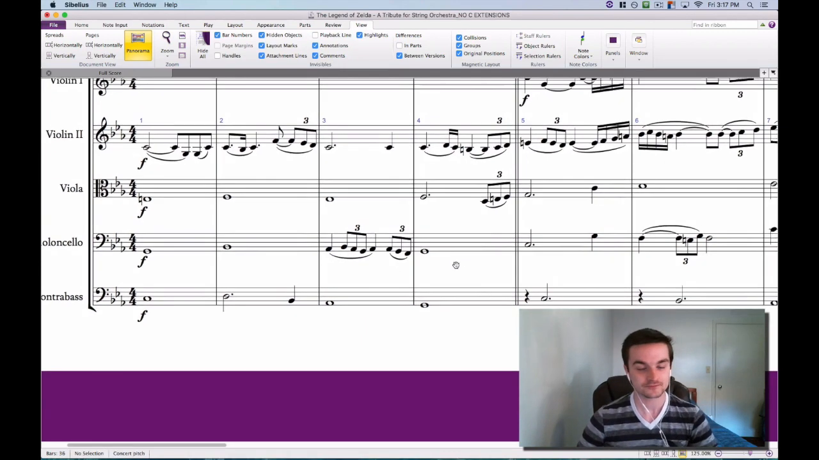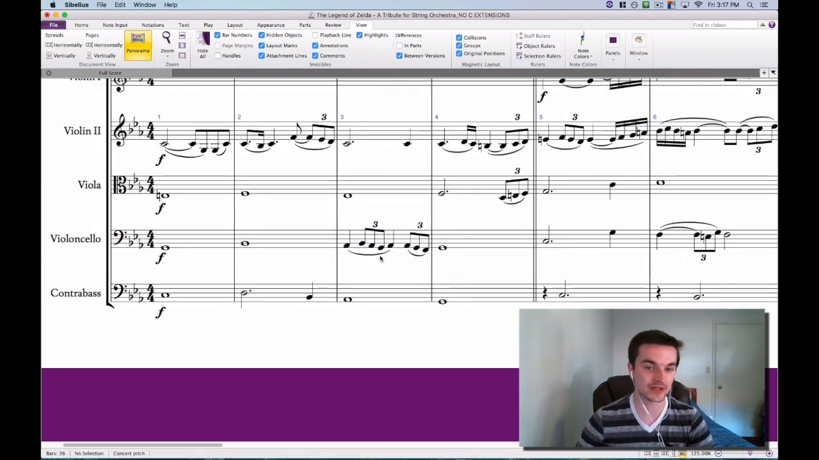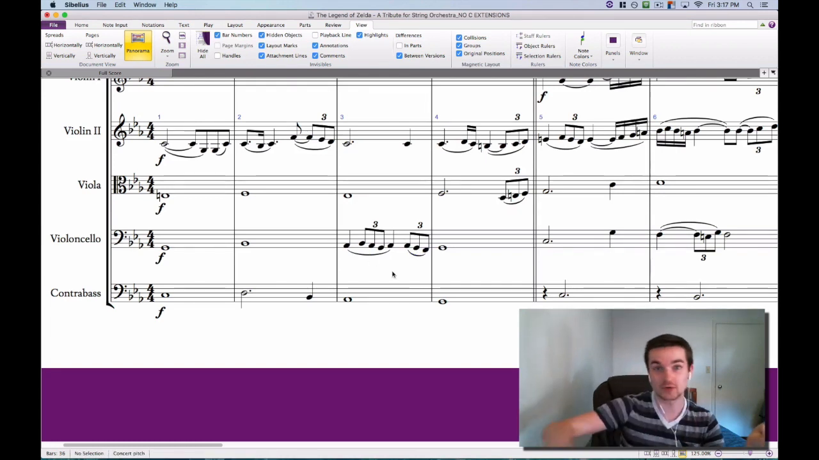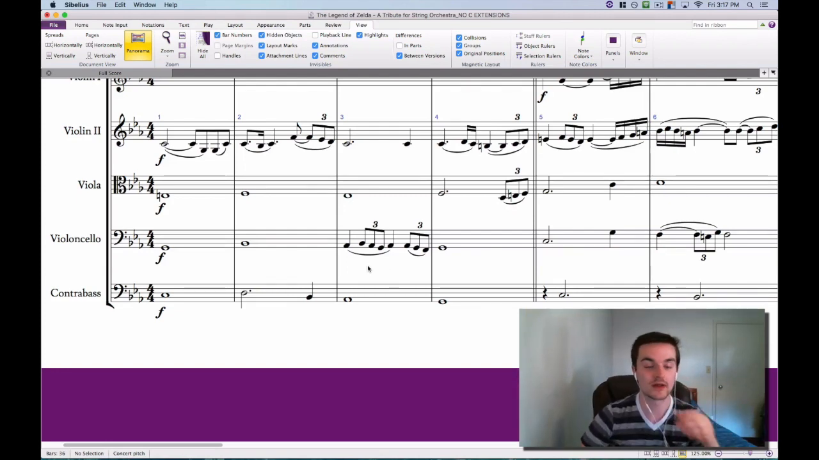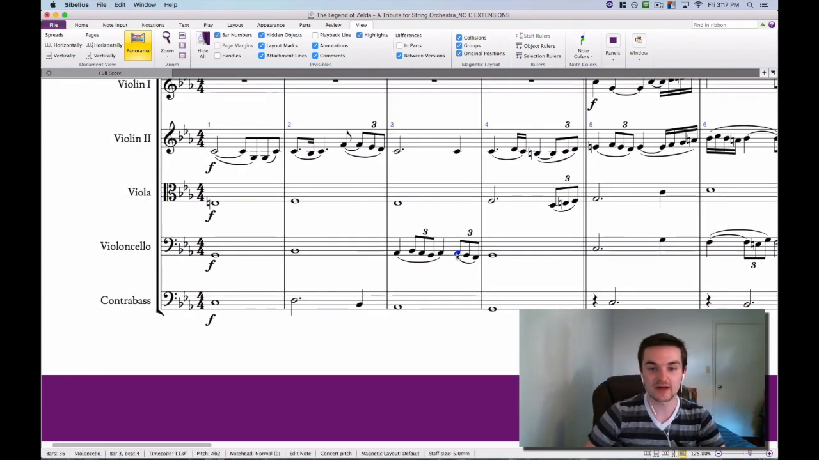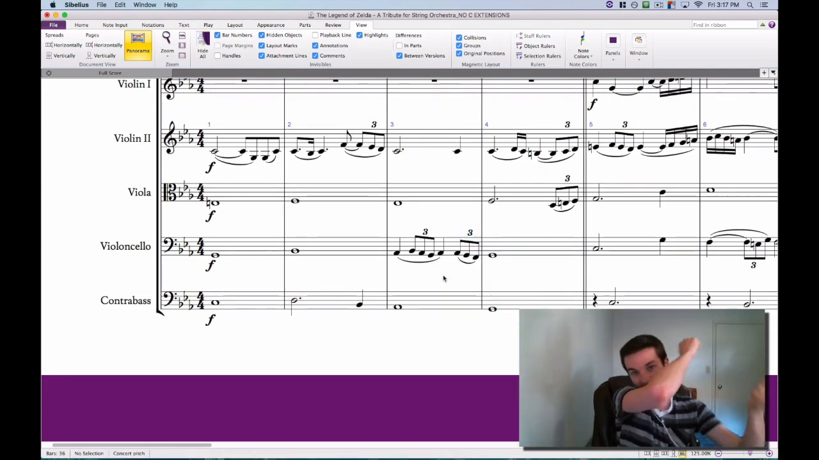Right? And you'll notice, too, with things like bowing, this is kind of a side note, but I didn't bow. I made sure that there were two bow strokes or two slurs in the measure, in order to be able to have this note rearticulated, right? Because you want the down bow to land on the downbeat, right?